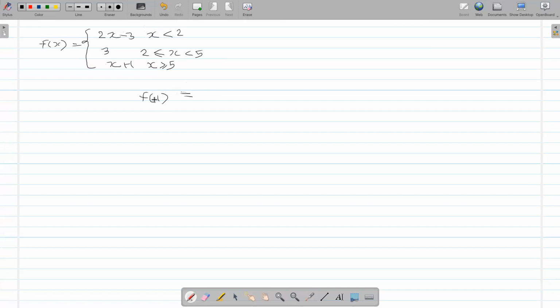So x is 1 means it's less than 2, no? Because this part is for x less than 2. So for f of 1, I have to use the first part. So I have 2 times 1 minus 3, so I get negative 1. Then for f of 2, I have two pieces connecting at 2, but here I don't have the equal sign, no? So that means for f of 2, I have to use this piece. The function is constant in this piece, so at 2, the function value is 3, no? Because at 2, I use this piece because I have the equal sign here.